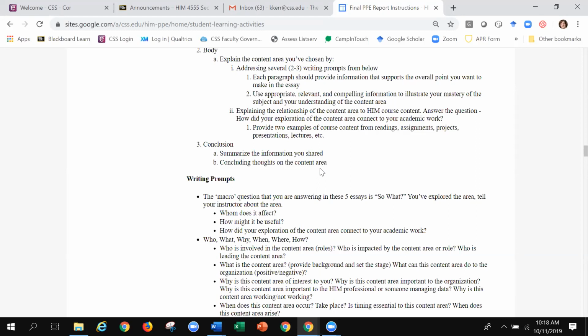If you do have negative thoughts about the content area, let's flip it around and reframe it a little bit and see what we could do to make it positive. Maybe this is an area where you're making a recommendation or a suggestion on ways to improve this content area, or maybe there's resources the organization should check out. So this is your concluding thoughts on the content area and what you really think about it, okay?